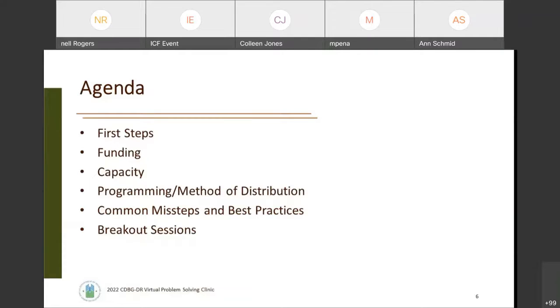So for the agenda today, we're going to go through this in an order of talking about just your initial first steps, an analysis of funding, a robust conversation about capacity, a brief conversation about programming or your method of distribution, and then I'll hopefully provide some best practices and common missteps before we break out into breakout sessions that we'll talk about later.